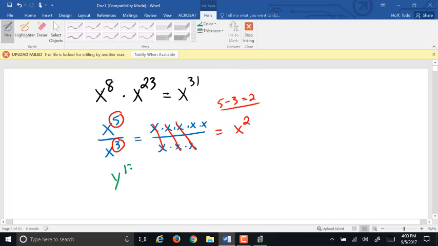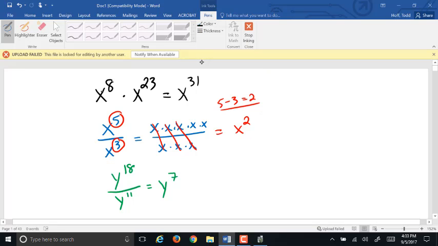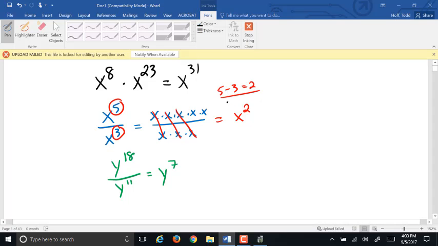So if I have y to the 18th divided by y to the 11th, I'm going to get y to the 7th. Good. 18 minus 11 is 7. And again, they have to be the same base.